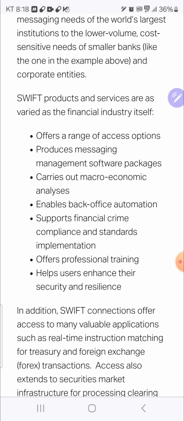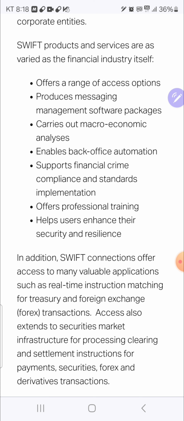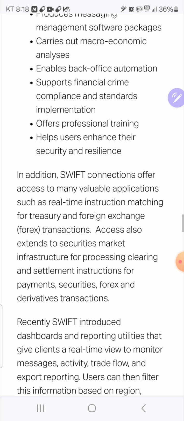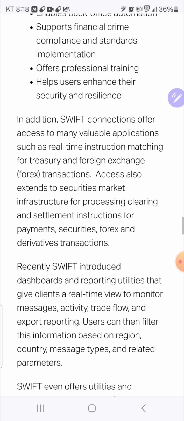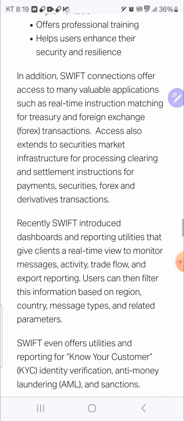SWIFT offers a range of access options, produces messaging management software packages, carries out macroeconomic analyses, enables back office automation, supports financial crime compliance and standards implementation, offers professional training, and helps users enhance their security and resilience. In addition, SWIFT connections offer access to many valuable applications such as real-time instruction matching for treasury and foreign exchange, forex, transactions.